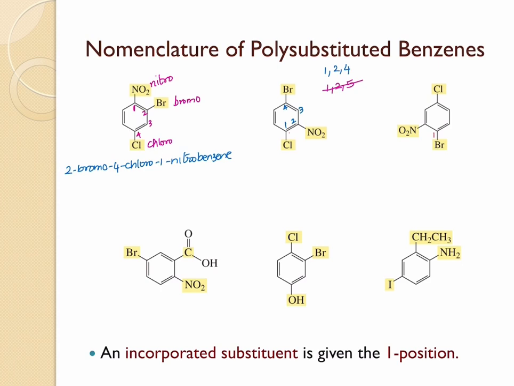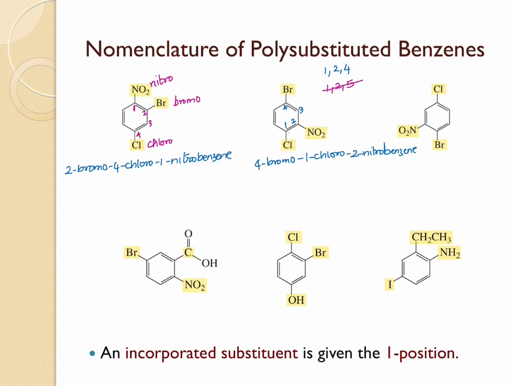So let's write the name for this compound. So it would be 4-bromo, 1-chloro, 2-nitrobenzene. And you can see that they are arranged in alphabetical order. Let's go on to the next compound. These are basically constitutional isomers. All of these are constitutional isomers, right? So let's go on to the next compound.